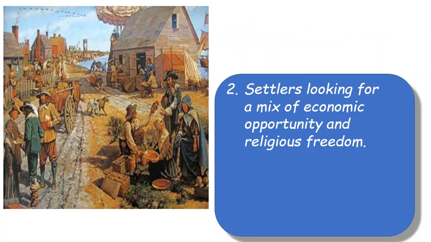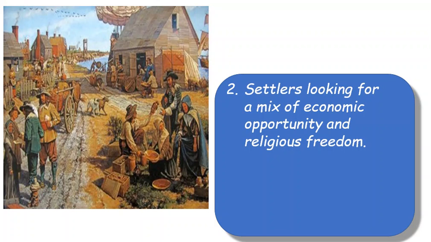Unlike the New England colonies, which were largely founded for religious reasons, the Middle Atlantic colonies, New York, New Jersey, Pennsylvania, Delaware, were a mix of economic opportunity, people looking to make money and a better life for themselves, and also religious freedom. Colonies like New York, for example, were pretty much founded for economic gain, people wanting to make money, a better life for themselves.